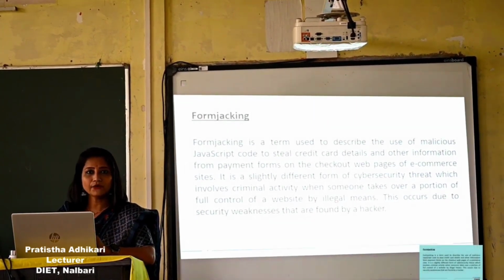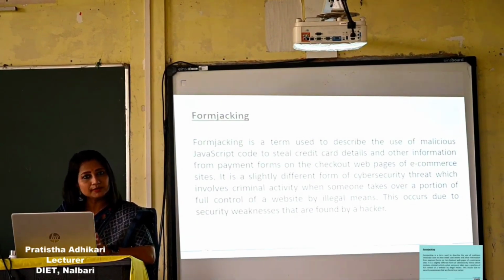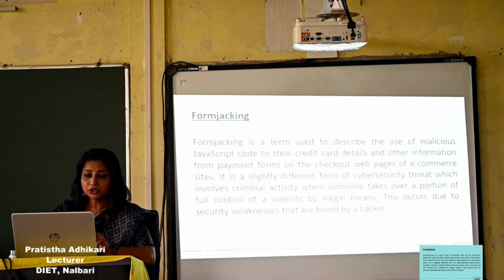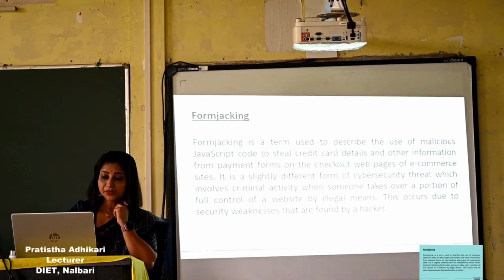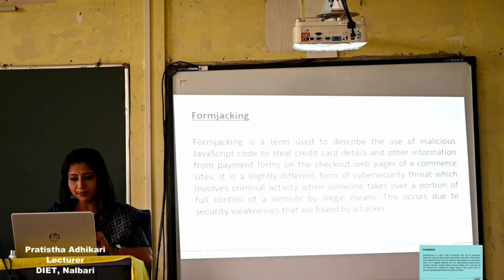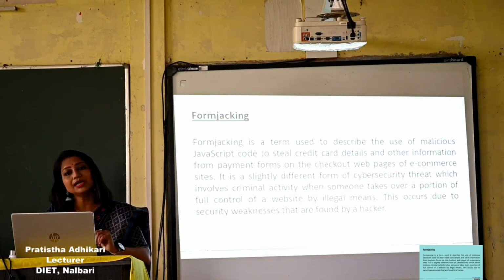The next form of threat is formjacking. Now what is it? Formjacking is a term used to describe the use of malicious JavaScript code to steal credit card details and other information from payment forms on the checkout web pages of e-commerce sites. It is a slightly different form of cybersecurity threat, which involves criminal activity when someone takes over a portion of or full control of a website by illegal means.